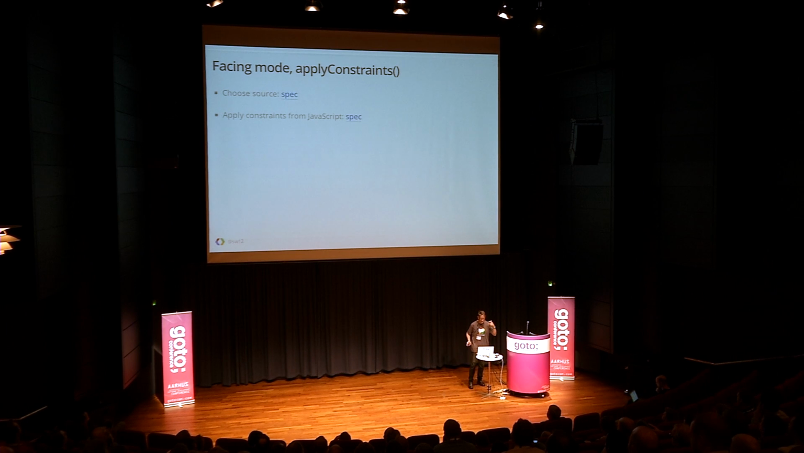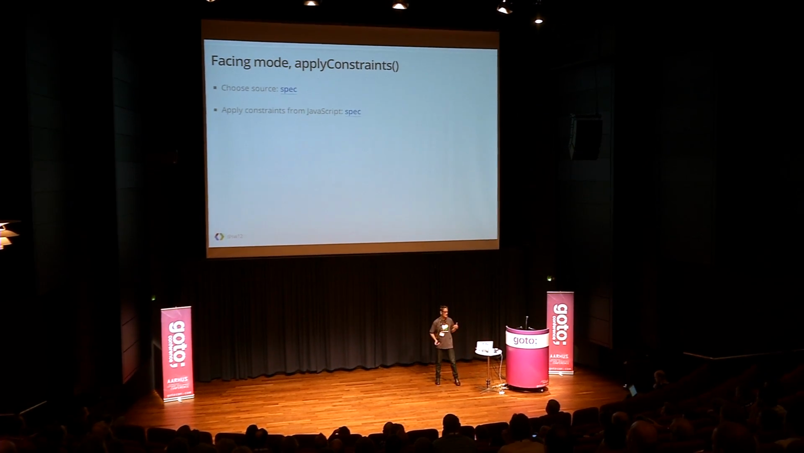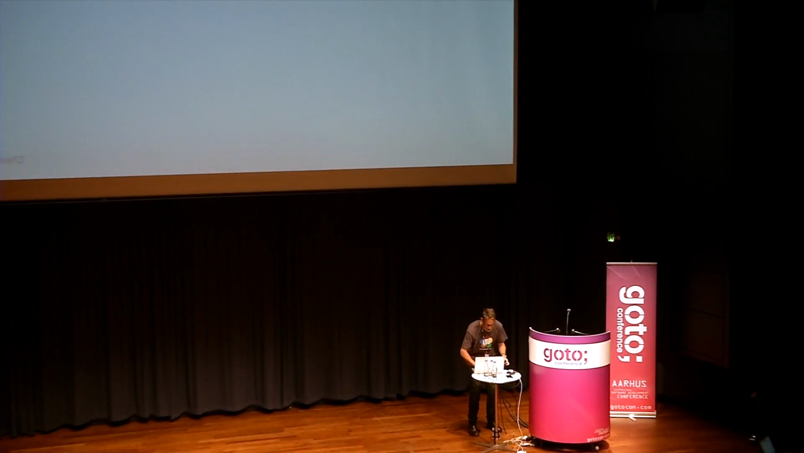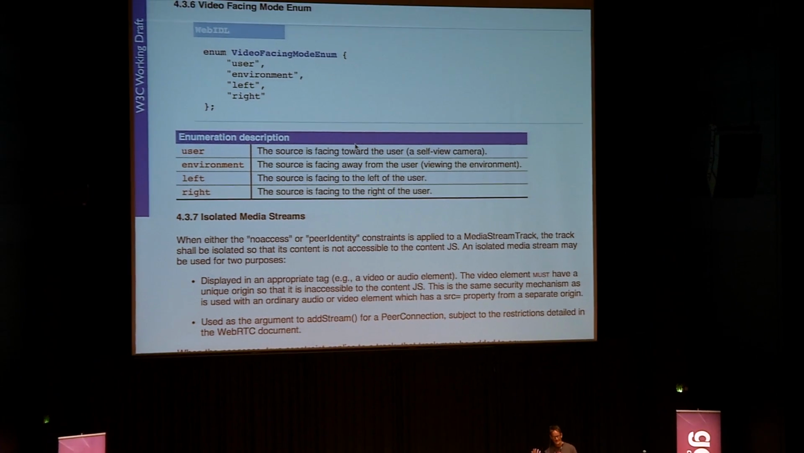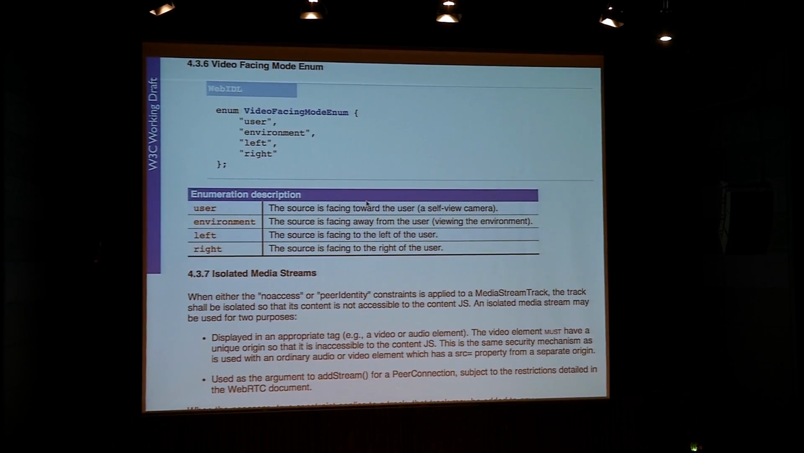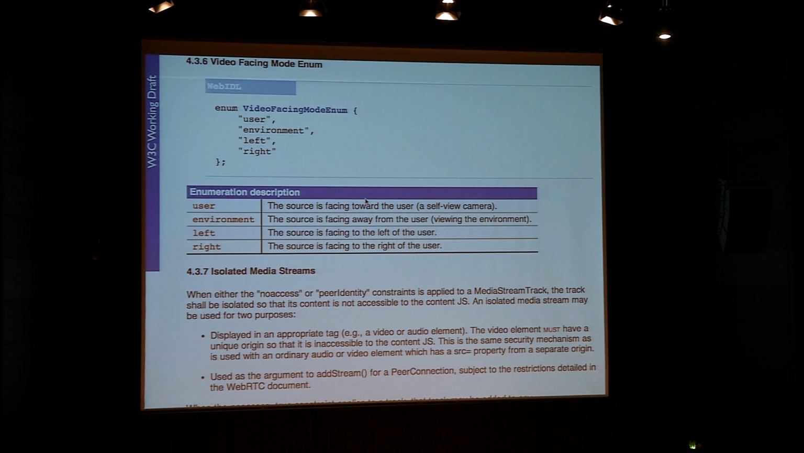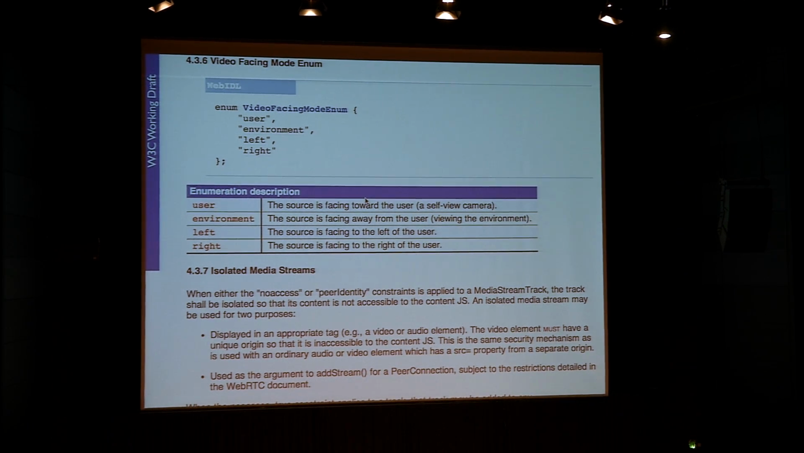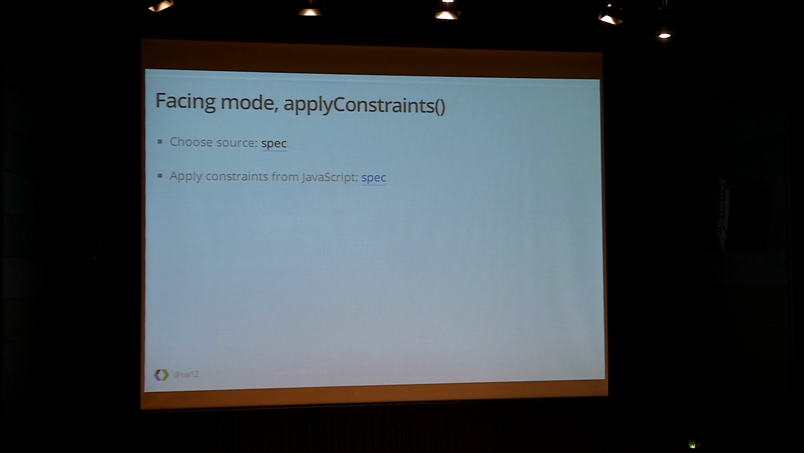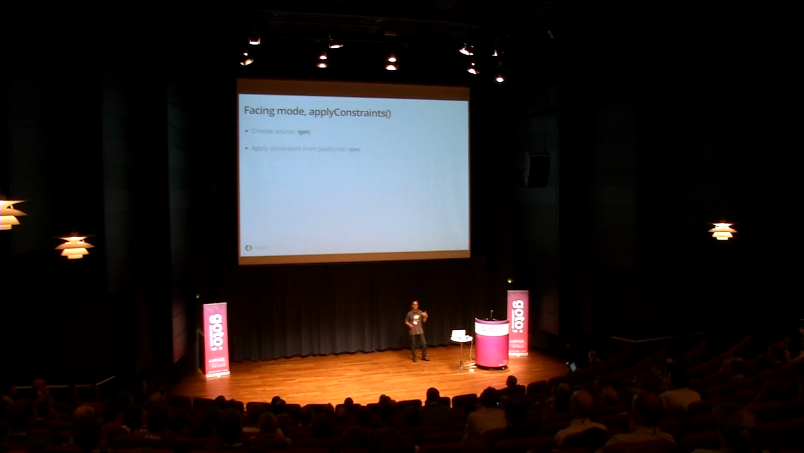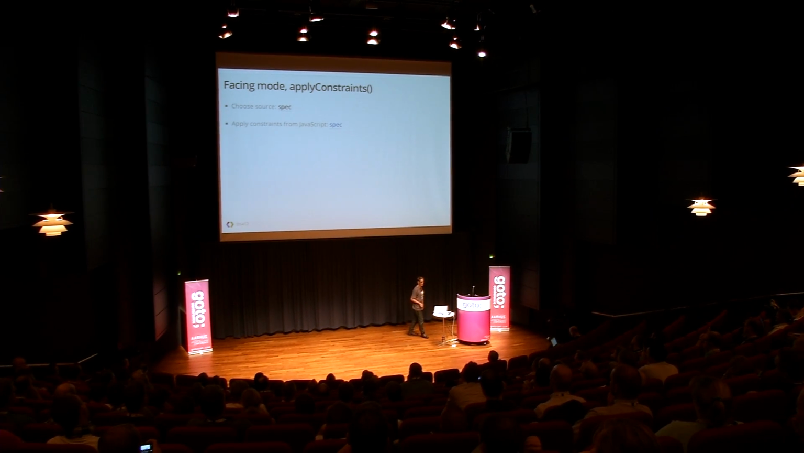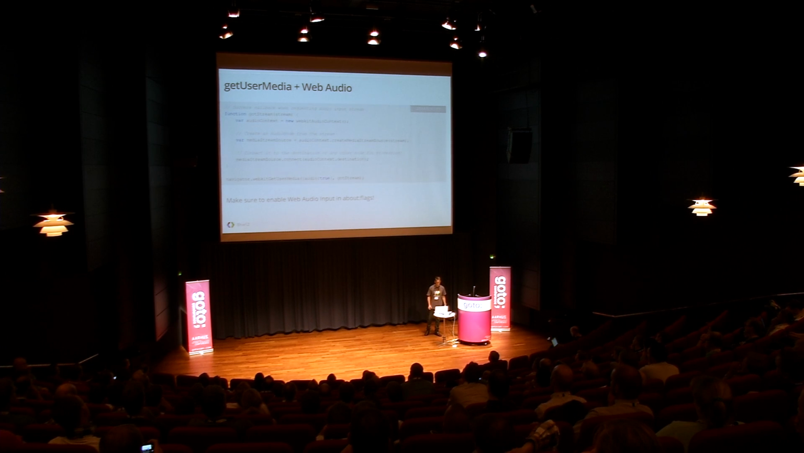A couple of things that are coming up. You will have the ability to choose source with, I'll actually show you the spec, the facing mode enum, which is this catchily named thing, which kind of does the same thing, but enables you not to have to specify an ID for a device, but generically say, I want the user-facing device or the environment-facing device, or left or right, and so on. We're also going to get the ability to use the apply constraints method, which means you can dynamically change constraints from JavaScript, which again will be very powerful for doing stuff on the fly.